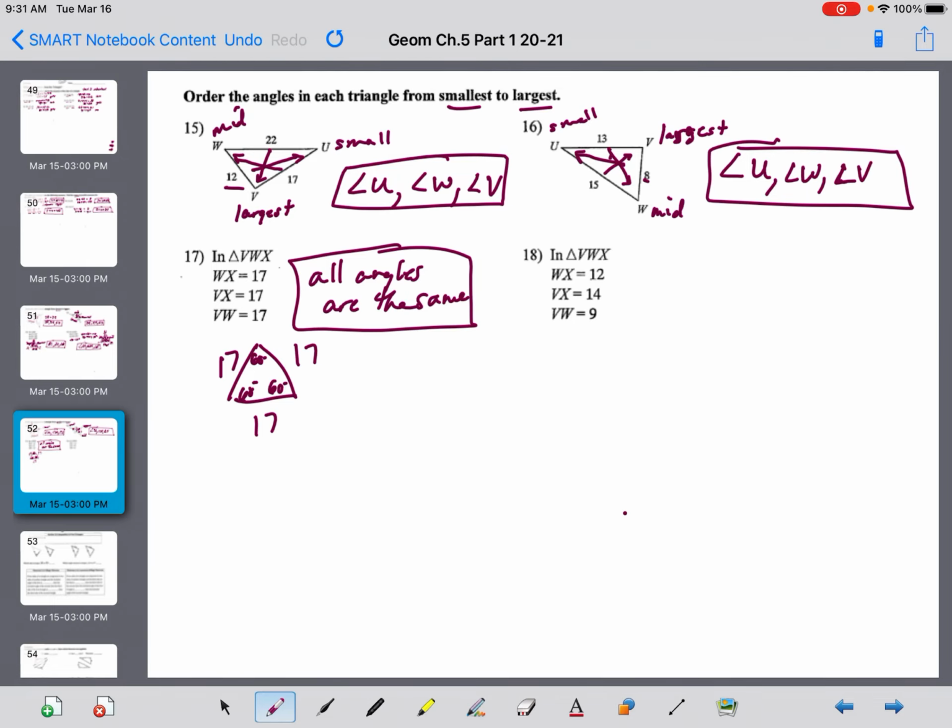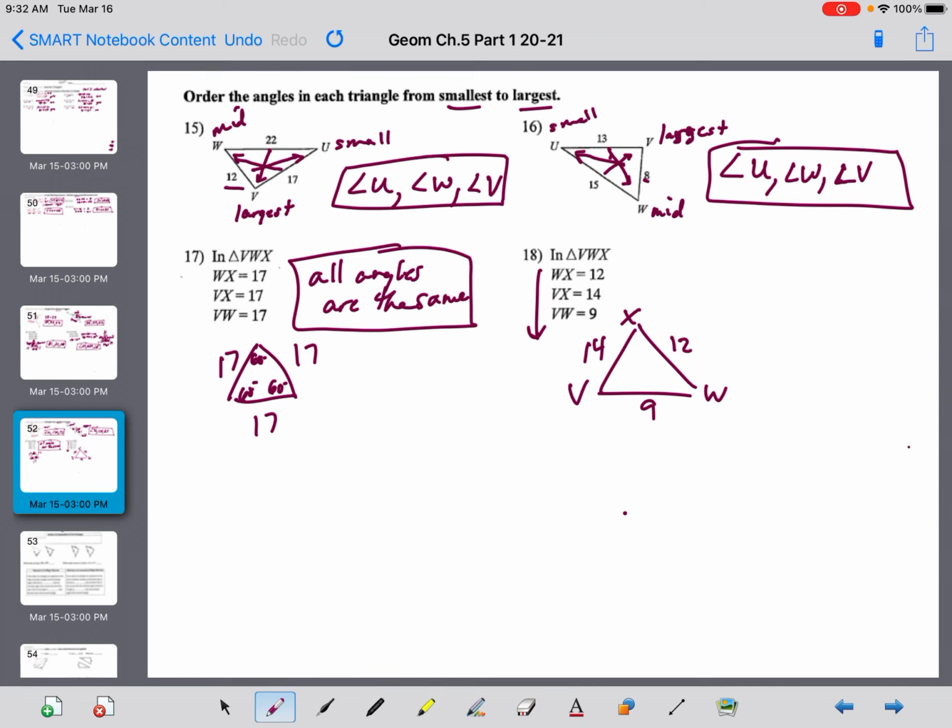All right. And then this one, 12, 14, and 9. Let's draw this one, and then we're going to place these sides in their correct positions. And when I say draw it, we're not trying to draw it to scale. I'm just drawing it for positioning. W, X, and V. VWX. WX gets a 12, so that goes on, in my picture, the right side. VX gets a 14, that's over on my left side, and VW, that's 9 at the bottom.